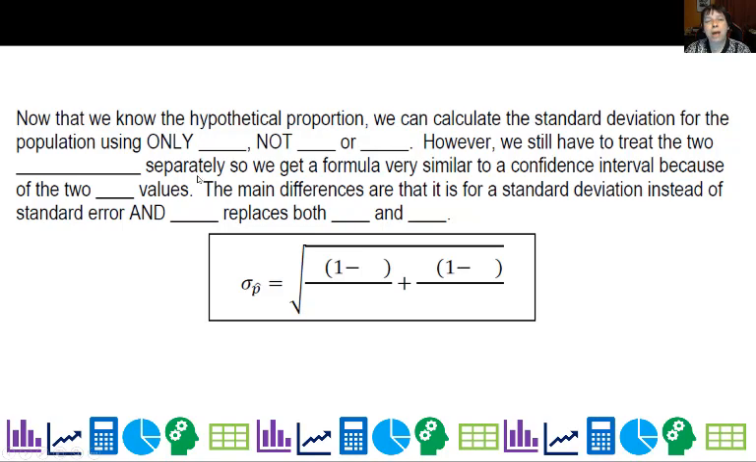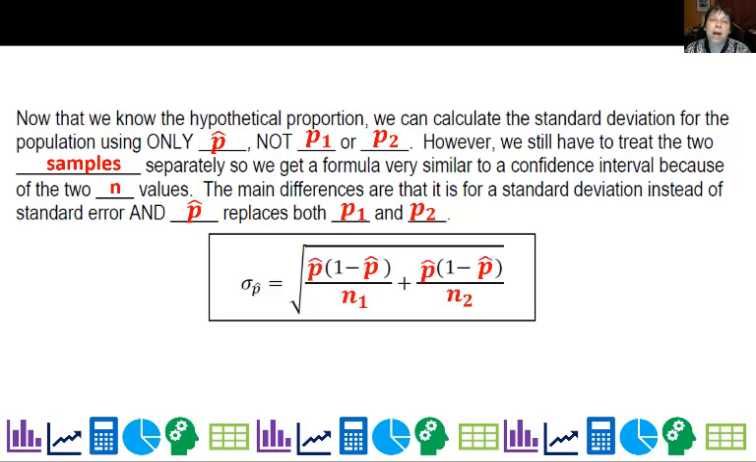Now that we know the hypothetical proportion, we can calculate the standard deviation for the population using only p hat, not p1 or p2. However, we still have to treat the two samples separately, so we get a formula very similar to a confidence interval because of the two n values. The main differences are that it's for a standard deviation instead of a standard error, and p hat replaces both p1 and p2. So this is our formula.